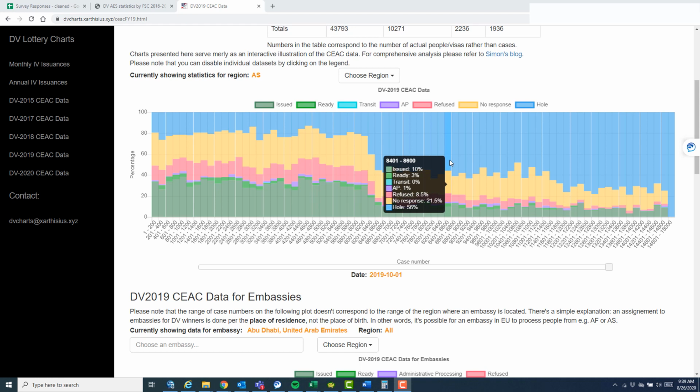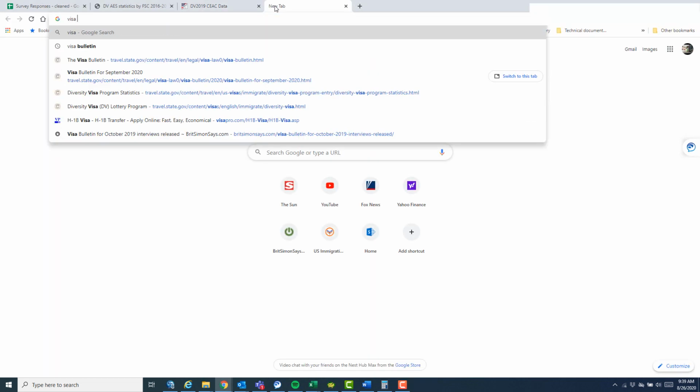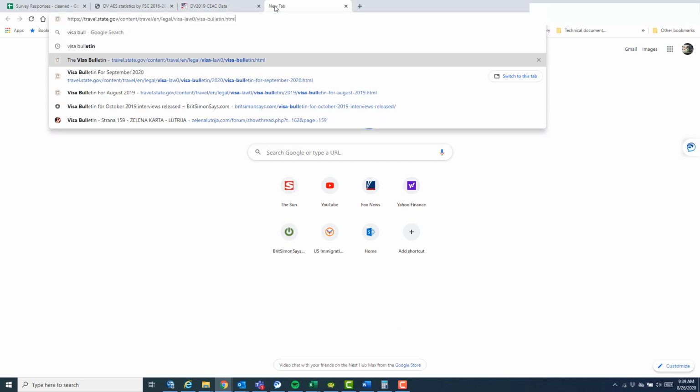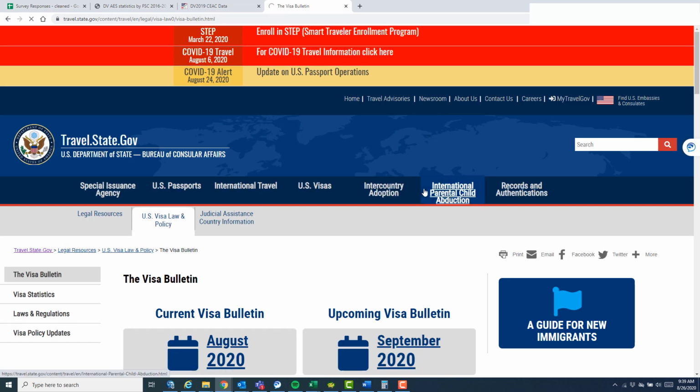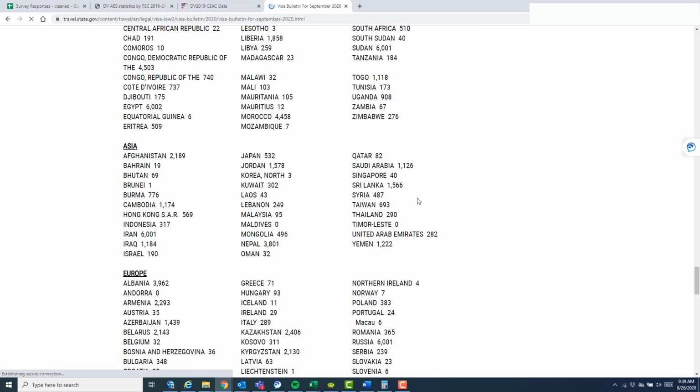Now, when I'm talking about limited, I'm not talking about a prediction about the highest number. I'm talking about cases that were actually issued. If we look at, for example, the visa bulletin for September, where we have all of the country information, we can look in Asia, and as I've pointed out before, Iran has 6,000 selectees, 6,001. Nepal has 3,801, and no other country gets close to that.